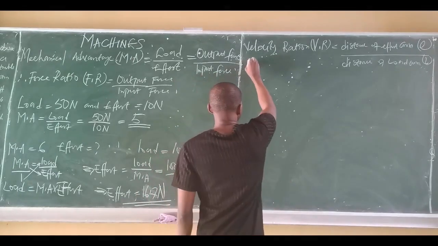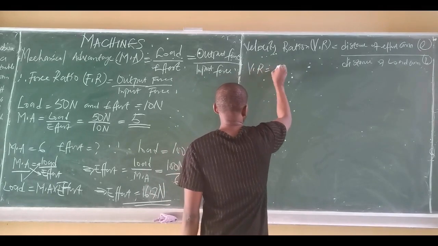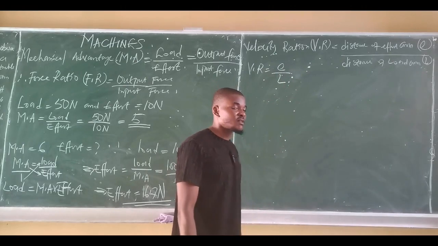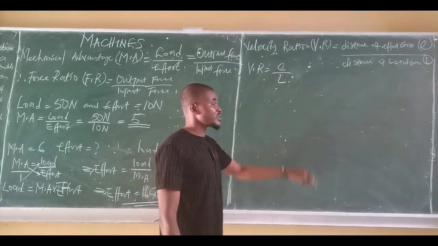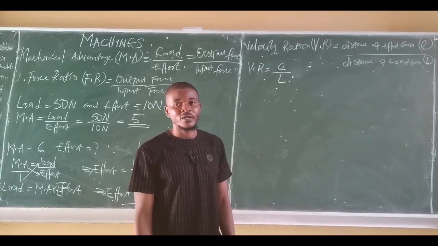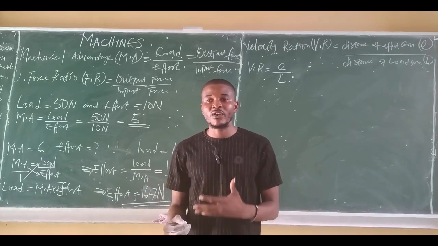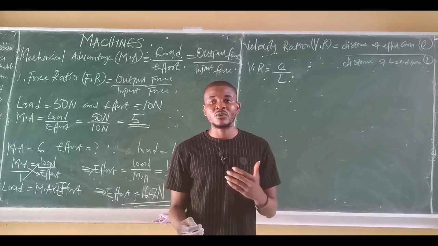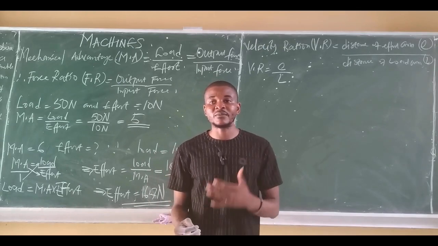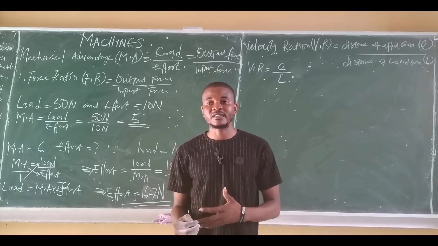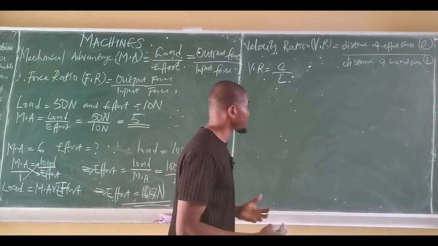So you can simply say V.R. is E all over L, where E represents distance covered by the effort arm and L represents distance traveled by the load arm. So let's say we are given a problem and we are asked to find the velocity ratio of a machine when the distance traveled by the load arm is 10 meters and distance traveled by the effort arm is 15 meters. Okay, it's as simple as this.